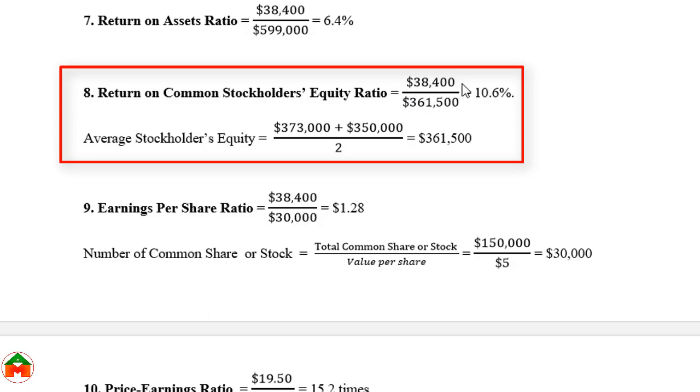Here we don't need to deduct the preferred stock because there is no preferred stock, only the common stock. By dividing the 38,400 net income by 3,61,500, this is the average equity. The return on equity is 10.6%.